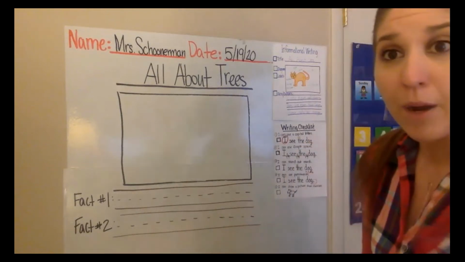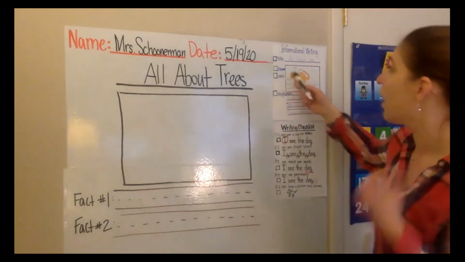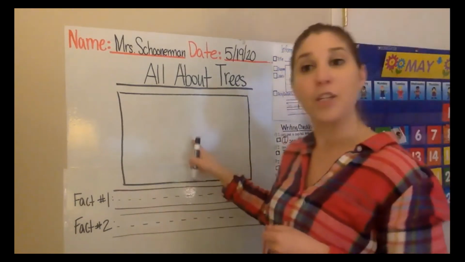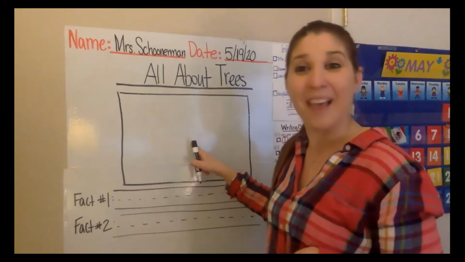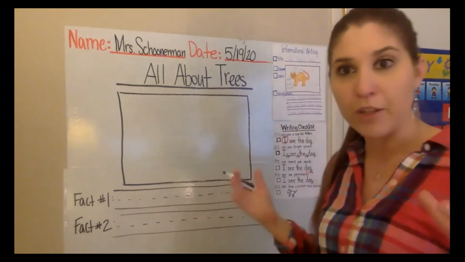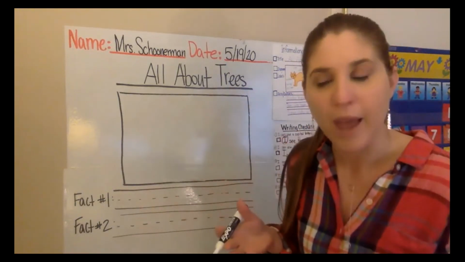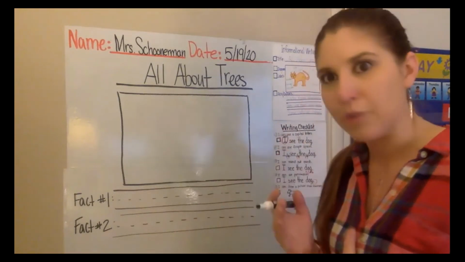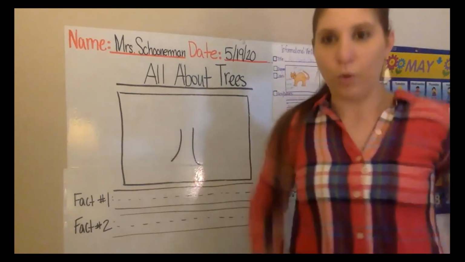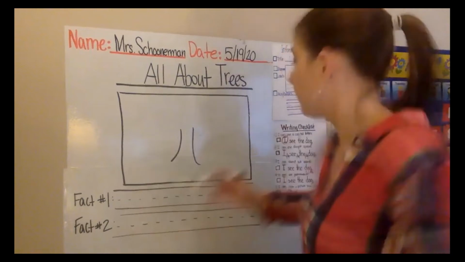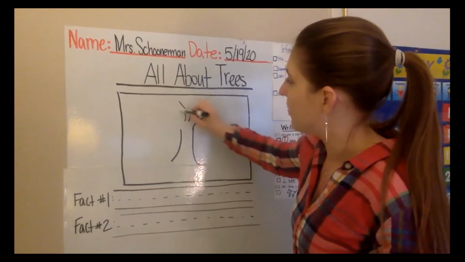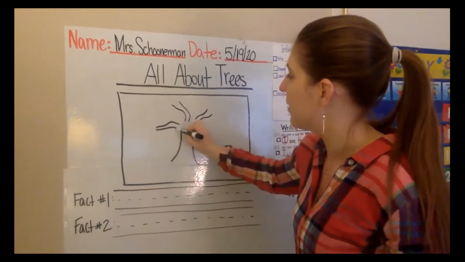Okay, the next part we need to do is draw our diagram. We need to draw the picture. And am I going to draw a picture of a bird? No, that would be silly. It is not all about birds, it's all about trees. So we're going to draw the parts of a tree. So remembering that story we just read, it showed us that trees have a trunk, the part that holds it up, and it has branches. So I'm just going to draw some lines coming off it like this, some branches.